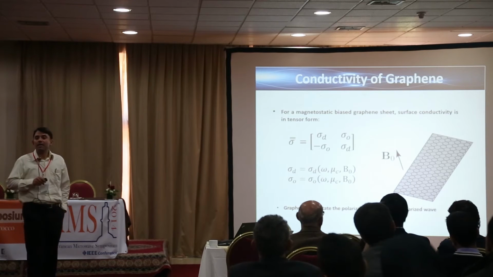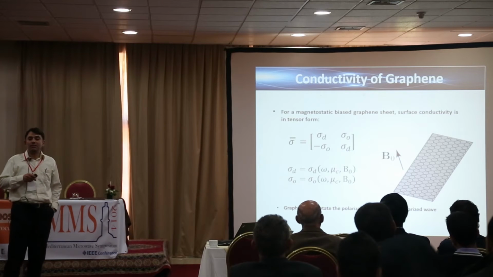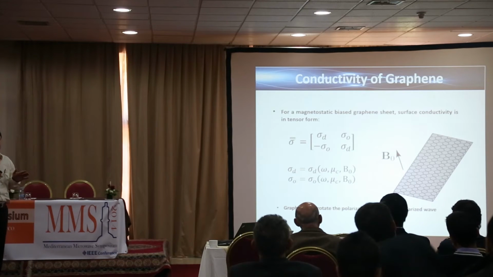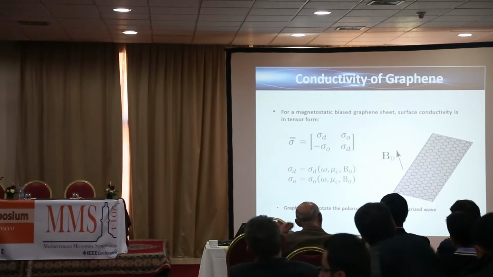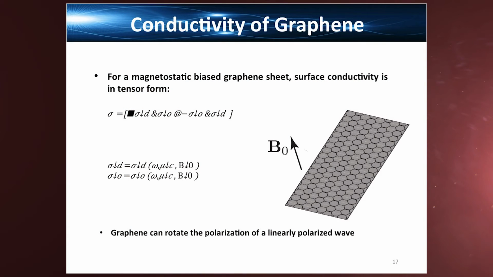And for magnetostatically biased graphene, the conductivity gets anisotropic and can be written in tensor form as written in this formula. Again, all the elements of the tensor are a function of frequency, chemical potential, and also magnetostatic bias. This anisotropic property of graphene causes graphene to rotate the polarization of electromagnetic waves.